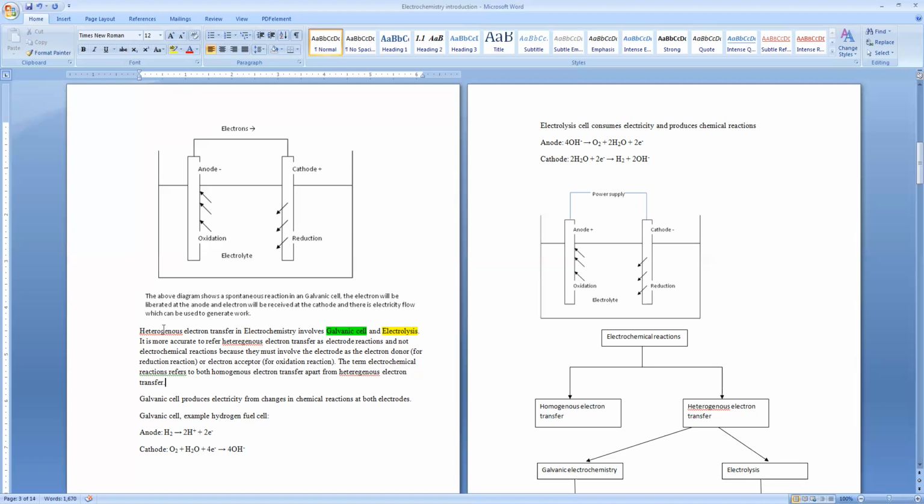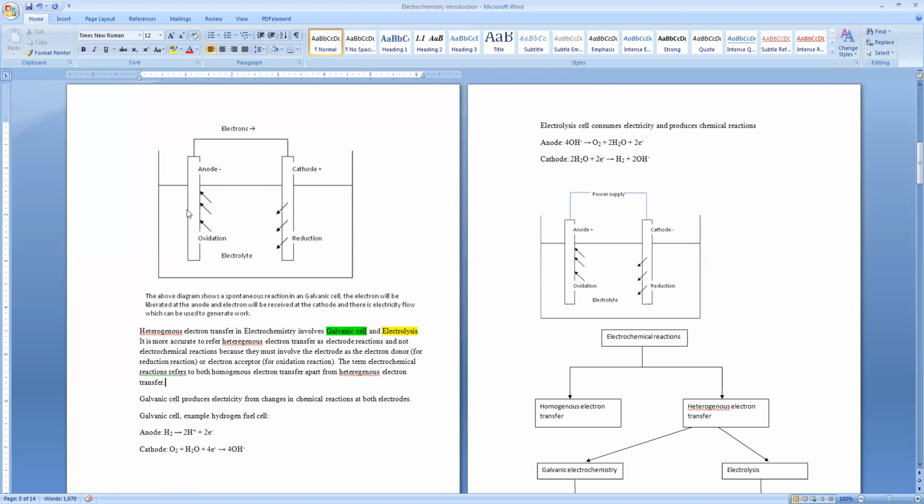Homogeneous, because the electron, when it is transported from the anode to the external circuit, is homogeneous. Heterogeneous occurs between the electrode and the electrolyte. Homogeneous is to do with the transport of electron from the anode through the external circuit, back to the cathode.